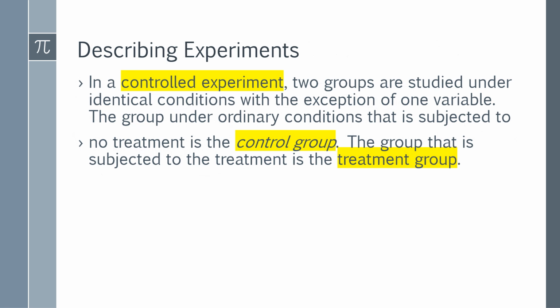Alright, so when we're dealing with experiments, here's what we have to pay close attention to. In a controlled experiment, you're dealing with two groups that are studied under identical conditions with the exception of one variable. The group under ordinary conditions, subjected to no treatment, is the control group. But the group that is subjected to the treatment is the treatment group. So when you talk about drugs and placebos and stuff like that, keep that in mind because we're going to be dealing with a lot of studies about that.